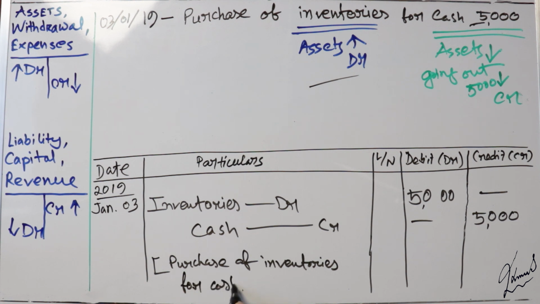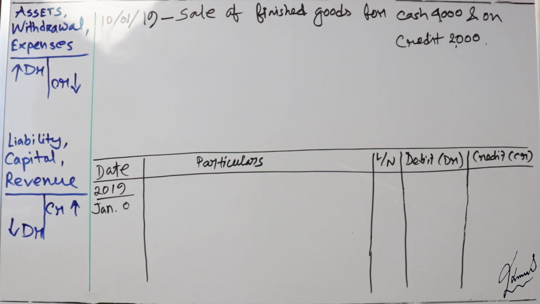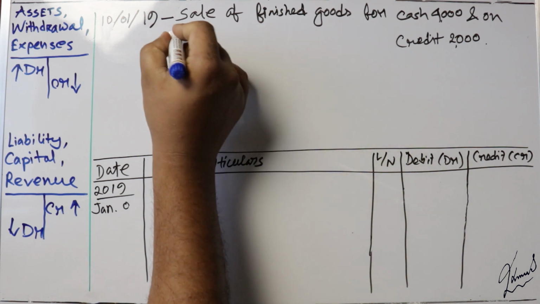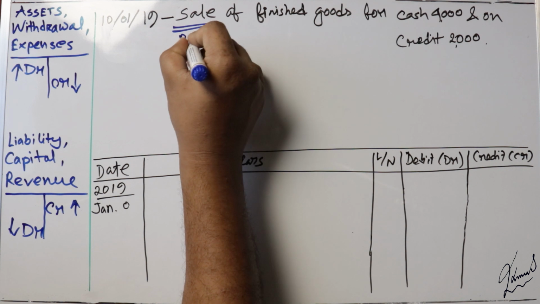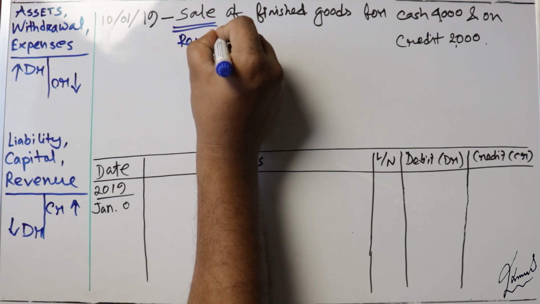So now we will go to our next transaction. Our next transaction is sale of finished goods for cash and on credit. Here we have to put two journal entries. First one is for sales on cash and credit. First of all, sales. Sales has increased, so revenue has increased. Revenue is part of equity. When increased, it is credit.